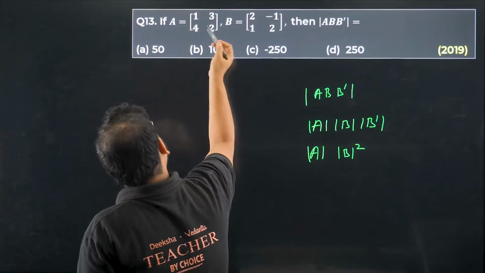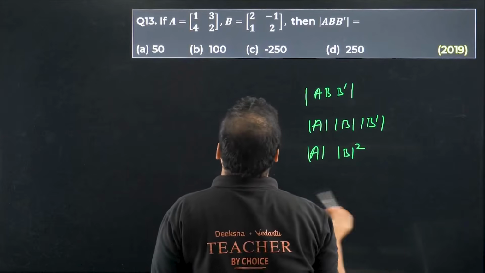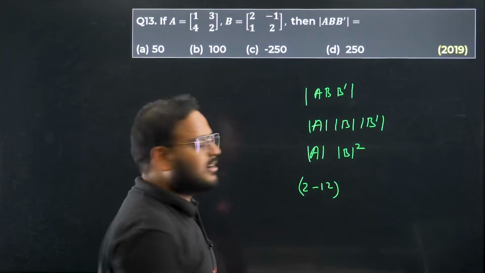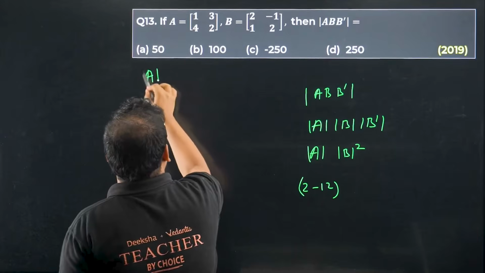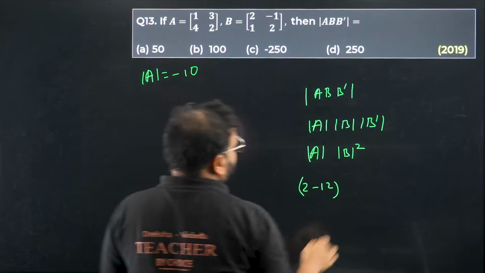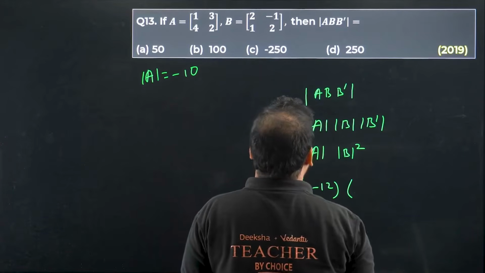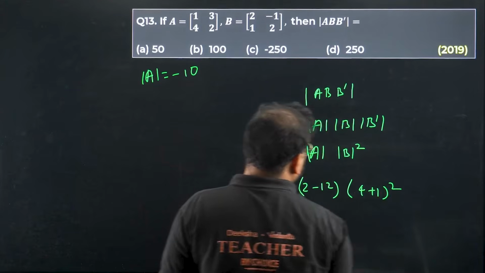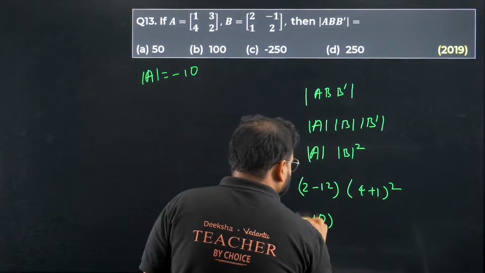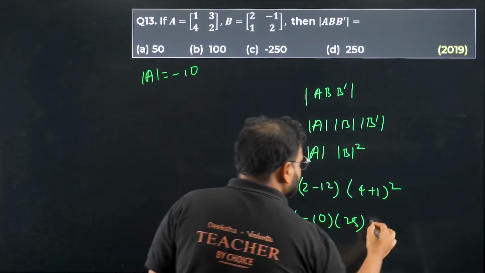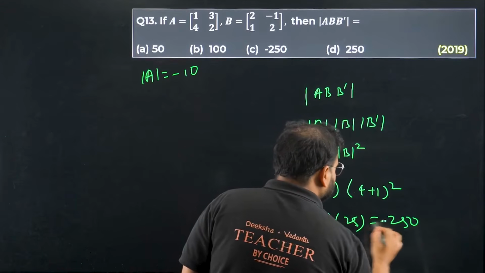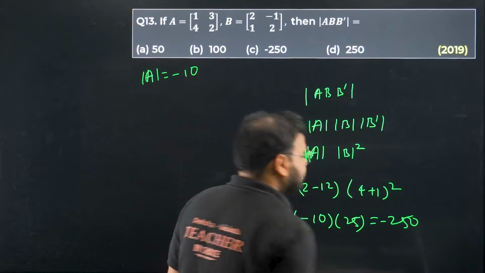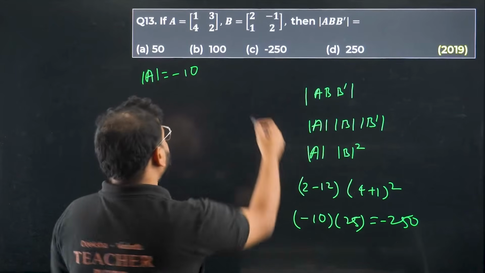Find the determinant of A. 2 into 1 is 2 minus, how much is that? 2 minus 12. Correct? 2 minus 12 is the determinant of A, basically minus 10. And determinant of B is how much? 4 plus 1. Right? So 4 plus 1, the square. How much is that? Minus 10 into 25. Answer is 250 with a minus sign. Please check. Got it? Option C is correct.